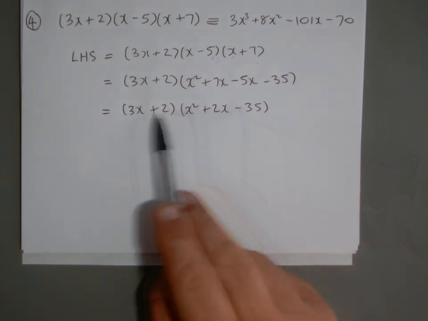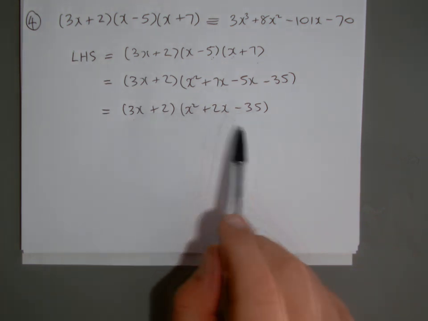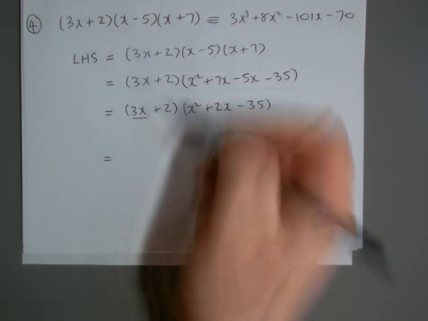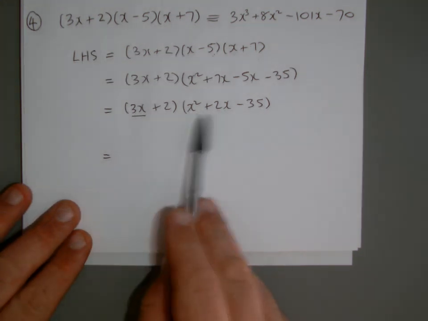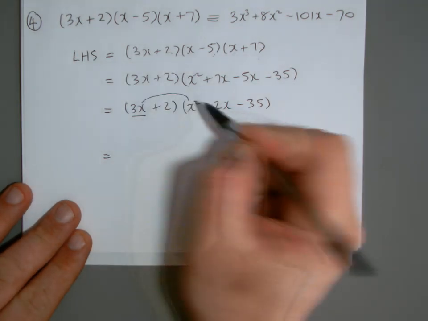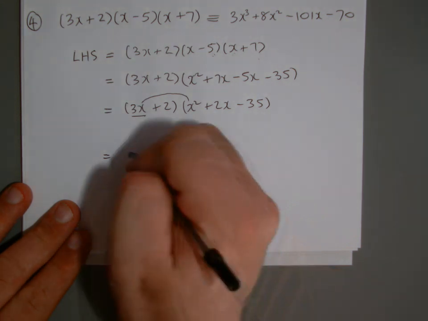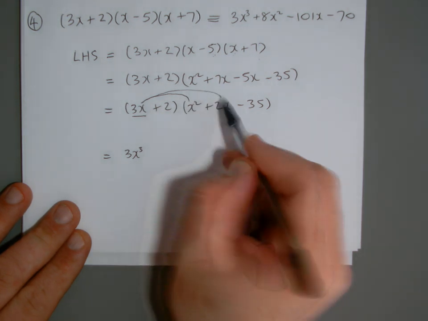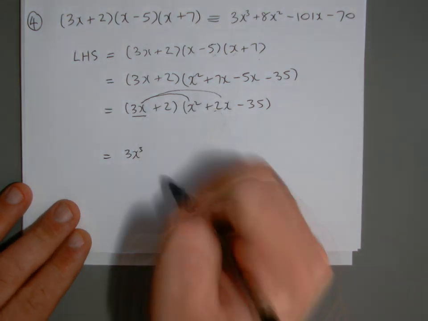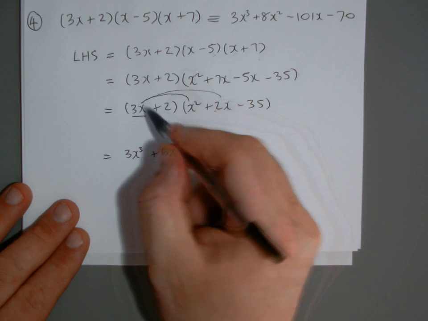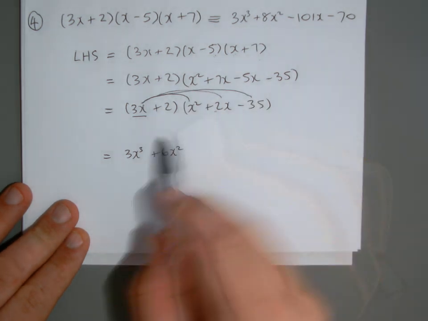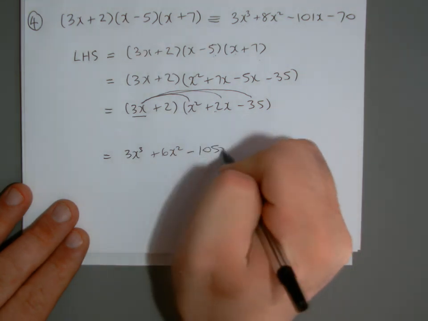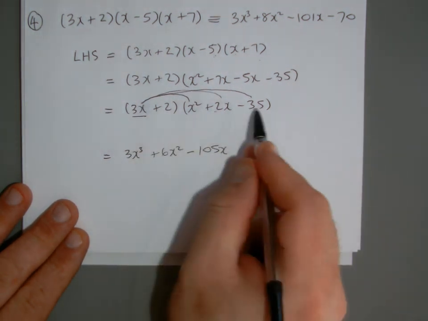Then we're going to expand this, so we've got to multiply this bracket by the three term bracket here. The way to do that, of course, is to focus to begin with on the 3x, and multiply the 3x by everything in here. So I'm going to do 3x times x squared, which is 3x cubed. Then 3x times the 2x, which will be 6x squared. And then the 3x by the last term in here. Well, 3 times 35 is 105, so minus 105x. Then I've done everything by the 3x.